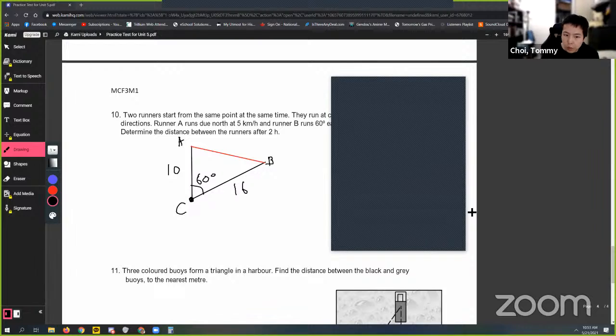Okay. With this, 11 people said cosine law. Cosine law is correct. There is no angle side pair here. 60 degrees, the angle side pair would be that AB. Doesn't have it. For 16, it would be angle A. We don't have it. And for 10, it would be angle B. We don't have it. So sine law does not work here. Okay? Cosine law is your only option.